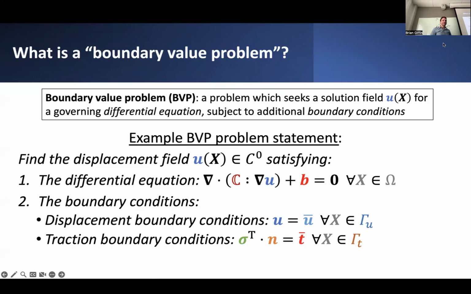Any displacement boundary conditions that we prescribed on the part of the boundary where we're basically constraining the movement of the body, or traction boundary conditions, anywhere that we're applying some kind of traction or distributed load on the surface, or really anywhere that we're allowing that surface to be free. So not constrained against displacement, but not also applying any discrete load. So boundary value problems really encompass the definition of both of these things.